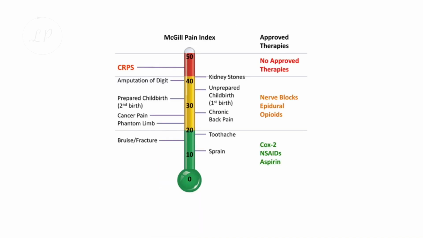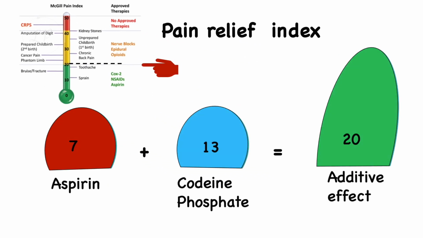Now look at this McGill Pain Index scale. It shows how effective each category of painkiller is for managing pain. For example, suppose aspirin has a pain index of 7. It can only treat some sprain pain, but when it is combined with codeine phosphate, which has an index of 13, it can relieve even severe toothache. So here the final clinical response is the exact sum of the individual effects of the drugs. This is called the additive effect.